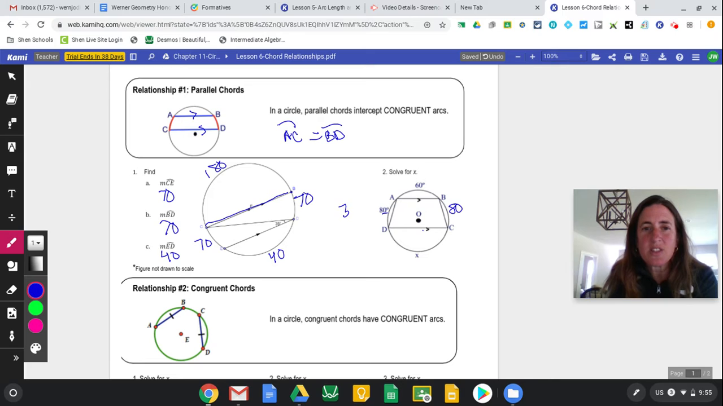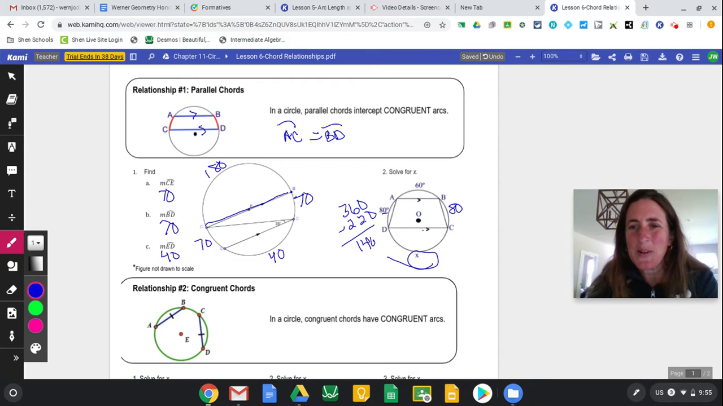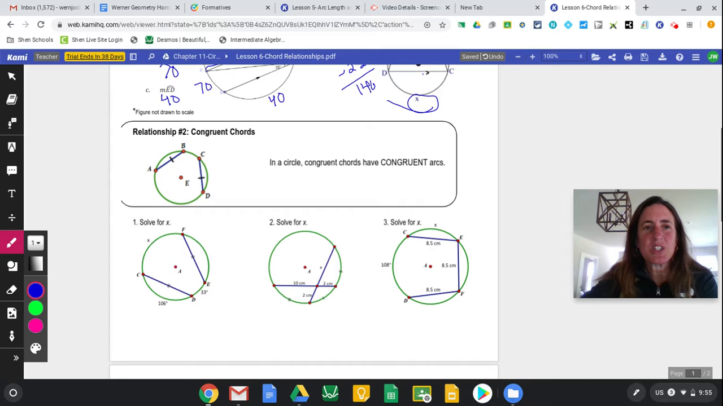160 plus 60 is what? 220. So do I have 360? Wait, 160 and 60 is 220, right? So do I have 140 degrees left for this arc down here? I think so. That was super fun. Parallel chords intercept congruent arcs. That's our first relationship.